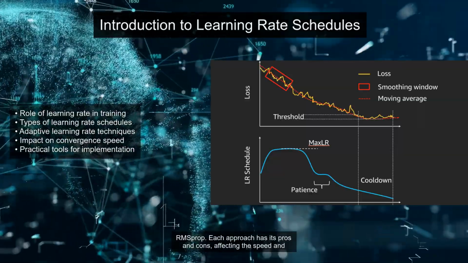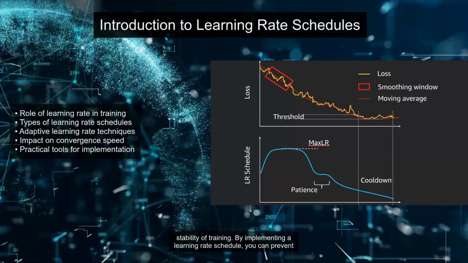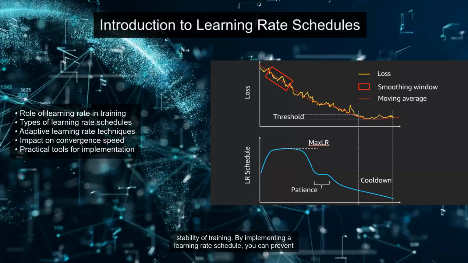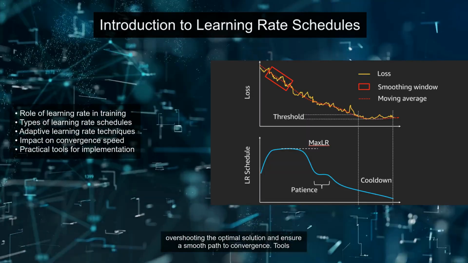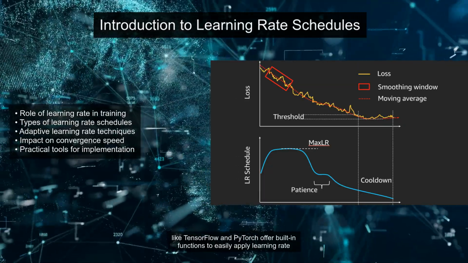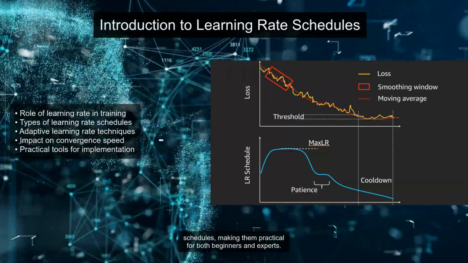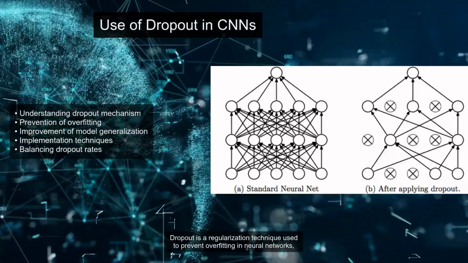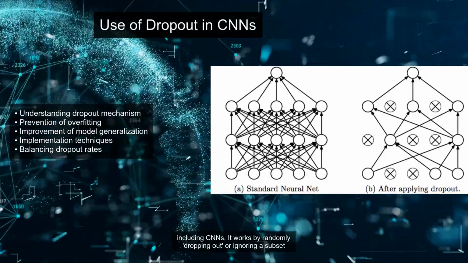or RMSprop. Each approach has its pros and cons, affecting the speed and stability of training. By implementing a learning rate schedule, you can prevent overshooting the optimal solution and ensure a smooth path to convergence. Tools like TensorFlow and PyTorch offer built-in functions to easily apply learning rate schedules, making them practical for both beginners and experts.